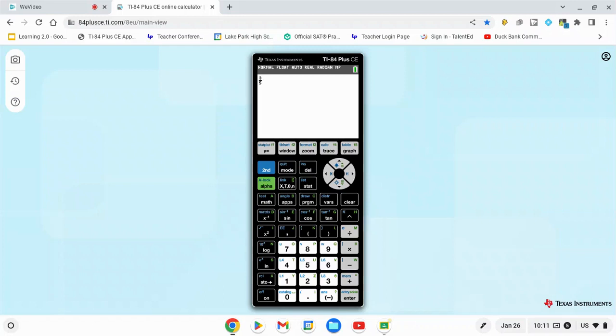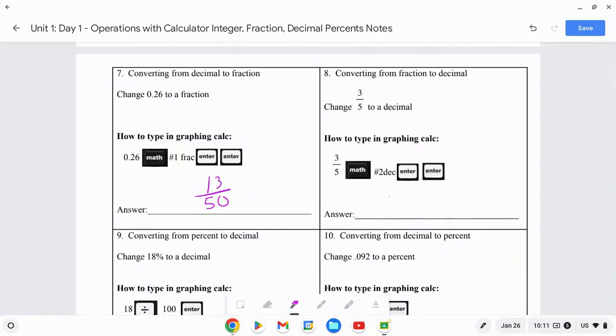And now I want to convert it into a decimal. So to convert it into a decimal, I'm going to click on the math button. And option number 2 says decimal. So hit the down arrow to decimal and then hit enter and enter one more time, and it converts it into a decimal for you. So I'm going to go back to my notes, and 3/5 is equal to 0.6 as a decimal.